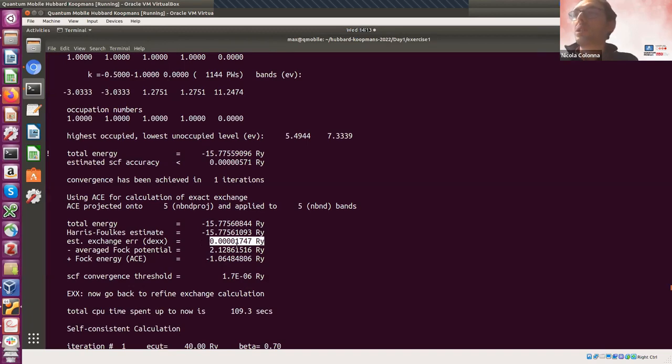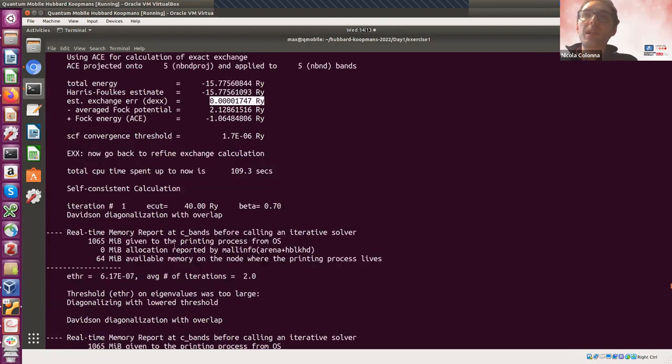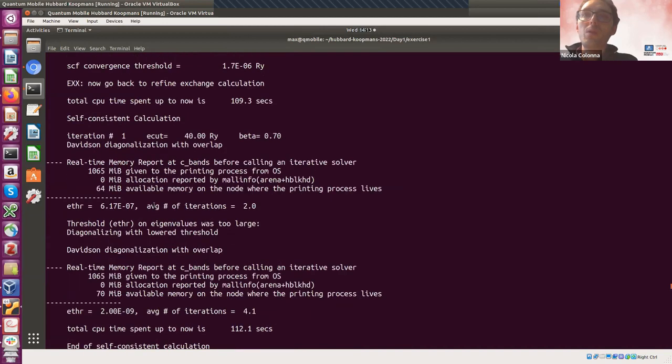So this needs to go to 0 if we want the calculation to be converged. So this is not the case. So the code is going to refine the exchange calculation, meaning it's going to update the ACE potential, and start again with an SCF loop. And you see now, oops, this is very slow. Okay, you see, it starts the first iteration, and actually at this stage only one SCF iteration is enough.